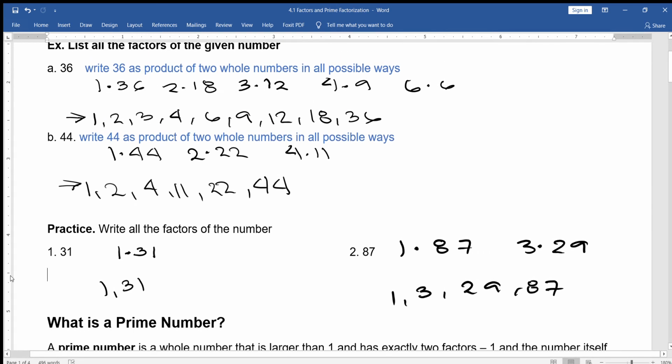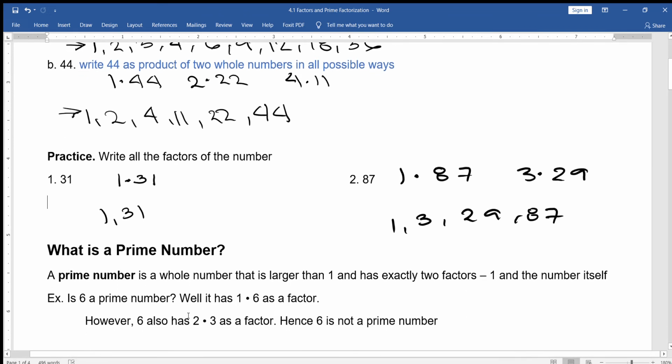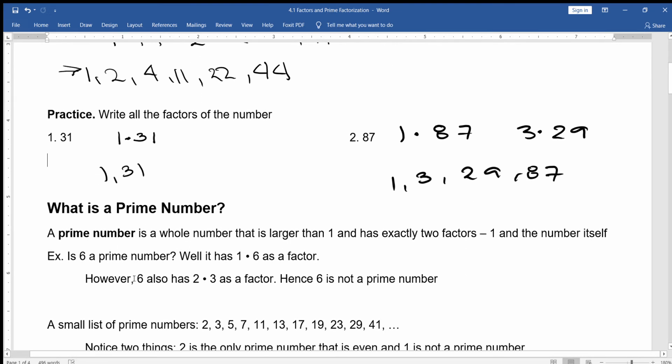So now that we know factors, let's talk about prime numbers. A prime number is a whole number that is larger than 1 and has exactly 2 factors, 1 and itself. So let's think of the number 6. Is 6 a prime number? Well, it has 1 times 6 as a factor, right? However, 6 also has 2 times 3 as a factor. Hence, 6 is not a prime number.